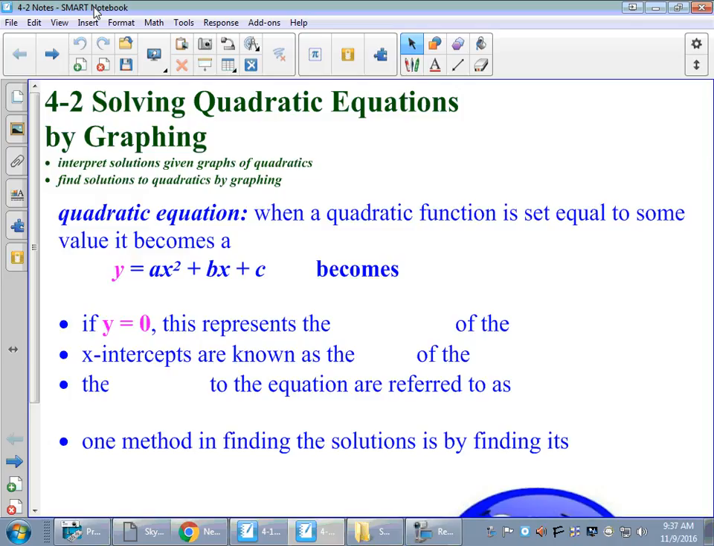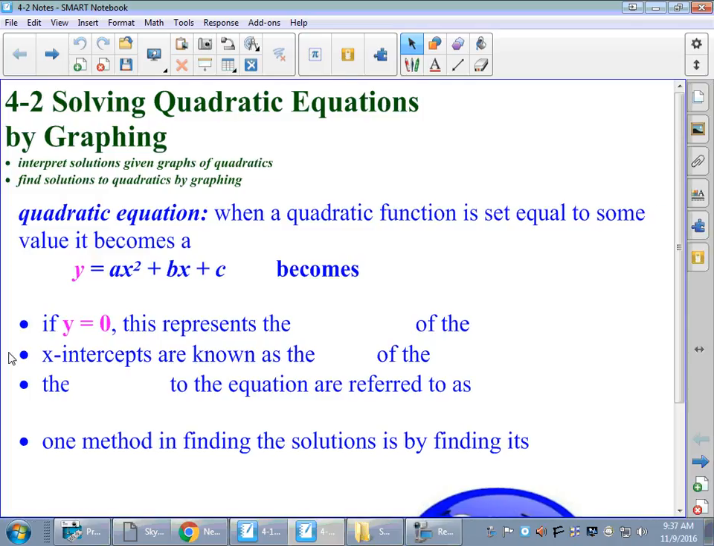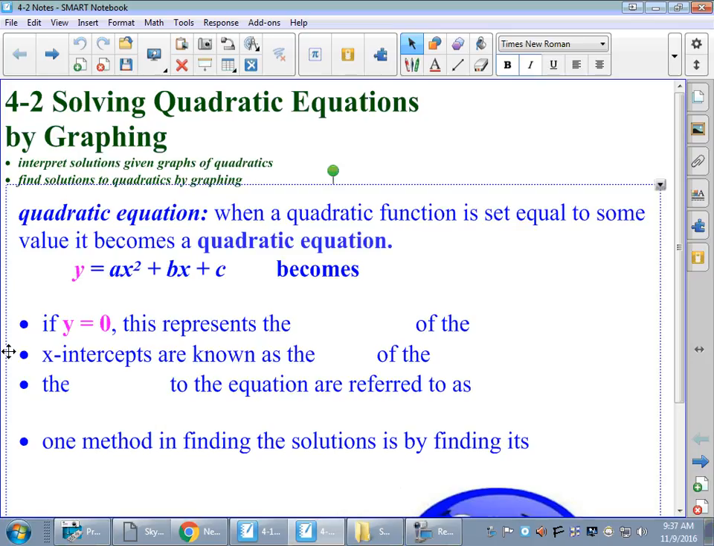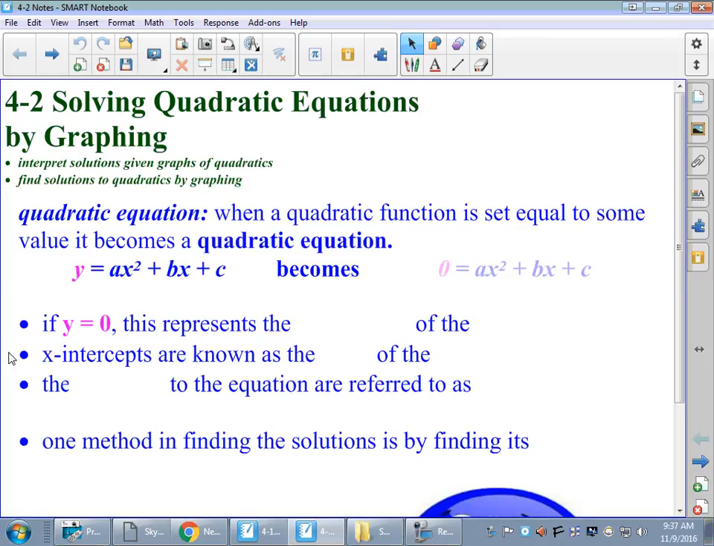It's not my favorite, but the first way that we're going to solve quadratic equations is by graphing them and then interpreting the graph. So really quick, just to go over some terminology. A quadratic equation is an equation of a quadratic function. So you're taking the function that was y equals or f of x equals, and then we set it to a number instead of the y value. So we replace the y value with a numeric value.